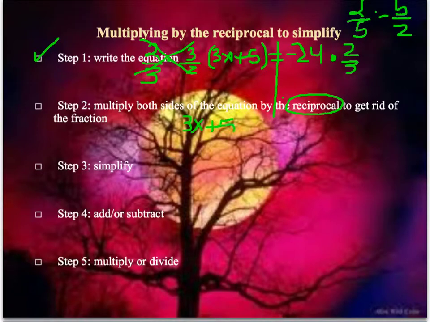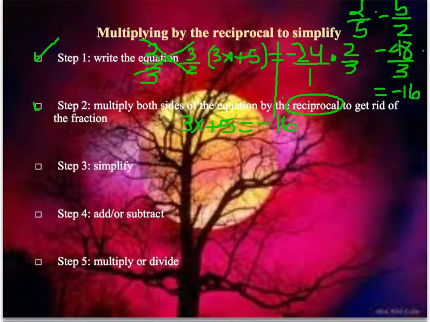Now I have 3x plus 5 equals, well, negative 24 times 2/3. I'm going to make that a fraction. I have negative 24 times 2, negative 48 over 3. Negative 48 over 3 gives me negative 16. That means negative 48 divided by 3. Okay. Now I'm at a point that I can deal with.